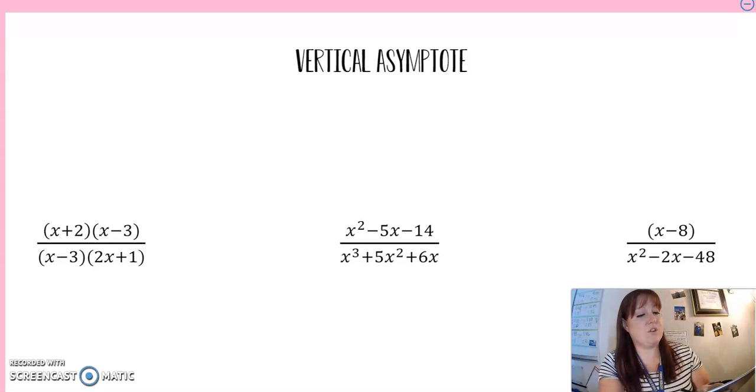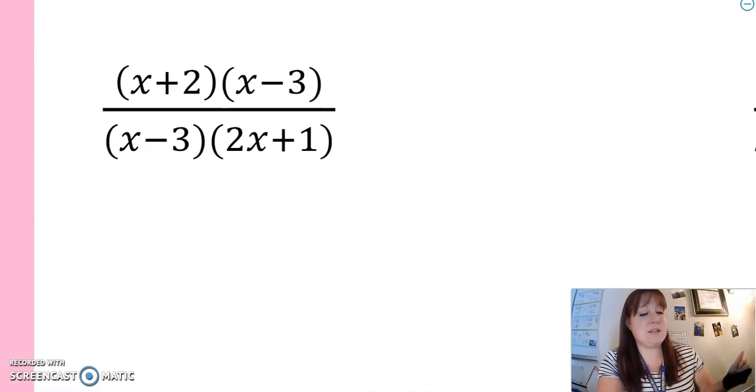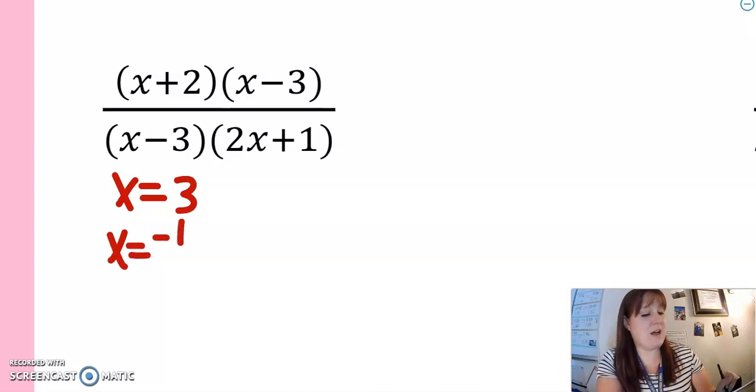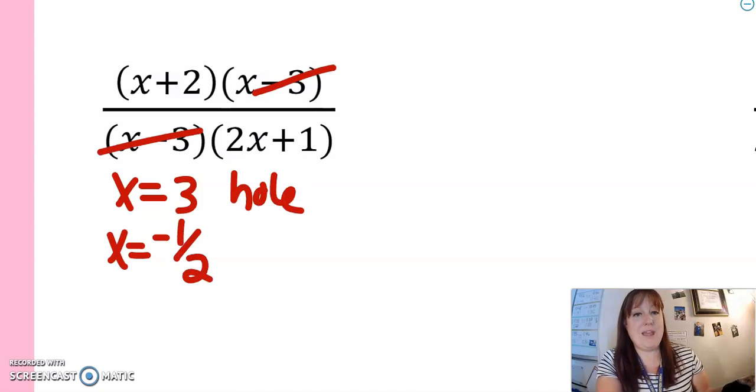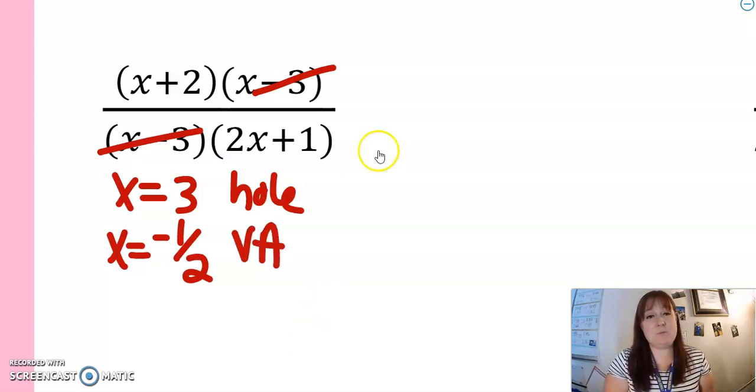So if we look at this first one, we said, all right, what cancels out? We have a discontinuity at x equals 3 and at x equals negative 1/2. We knew this was a hole because it cancels out, right? And then anything that's left over after you cancel out is going to be a vertical asymptote. So this is a vertical asymptote. We also could have figured that out because when we put in negative 1/2, we don't get 0 over 0.